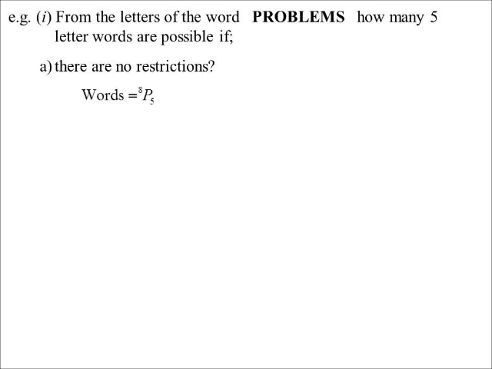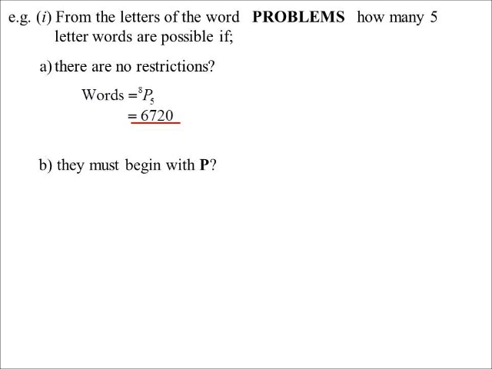So that would be 8P5. There's eight letters all up. I'm only going to use five of them. P for permutation, because the order is going to be important in this case, because how I arrange them will make different words. If you punch the button on your calculator, you'll get 6,720. If you did it using factorials, it would be 8 factorial divided by 3 factorial, because there's 3 letters I'm not going to use. So divide it by the 3 letters I'm not going to use.